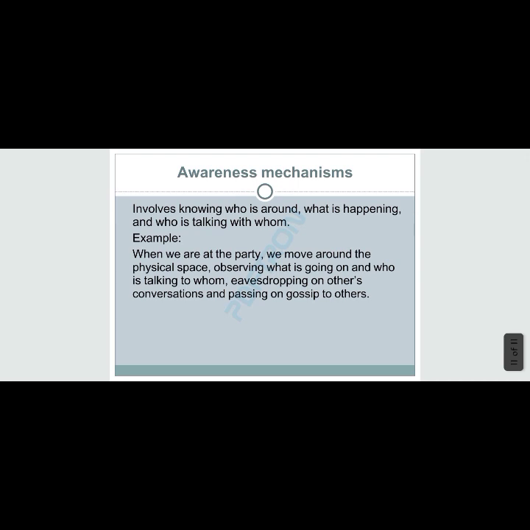Next is awareness mechanisms. It involves knowing who is around, what is happening, and who is talking with whom. For example, when we are at a party, we move around the physical space, observing what is going on and who is talking with whom, eavesdropping on others' conversations, and passing on gossip to others.